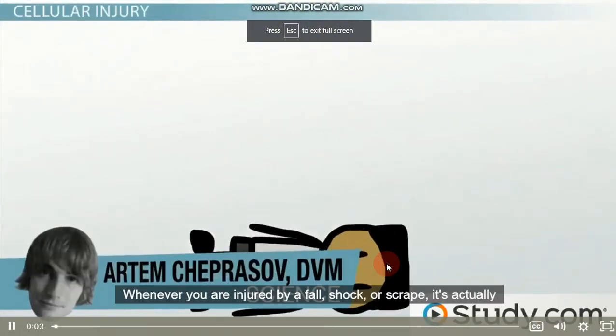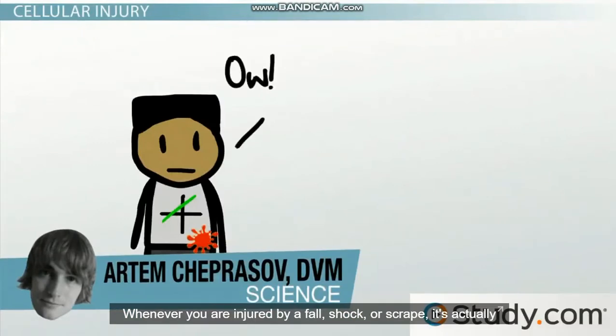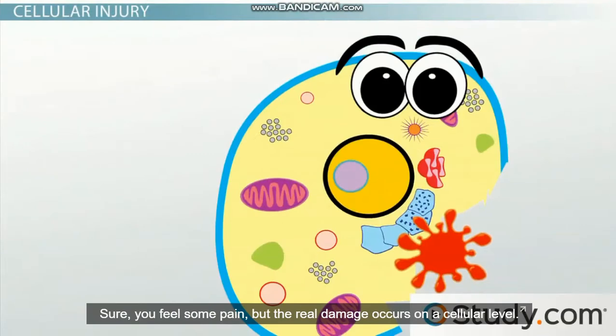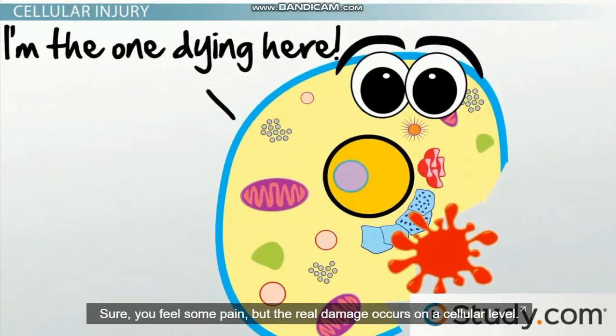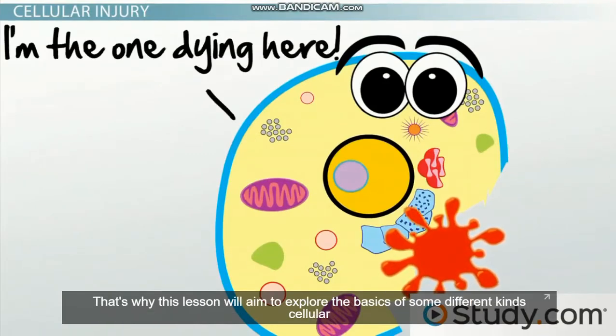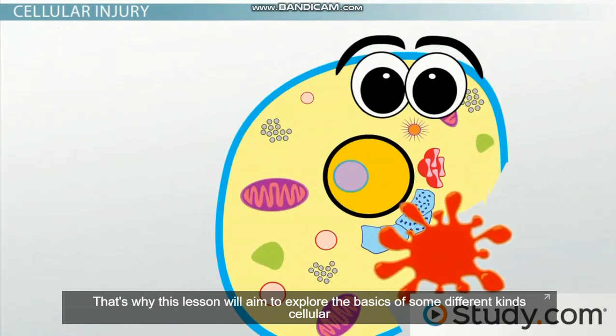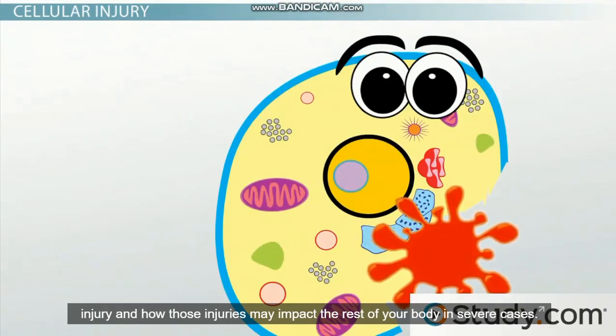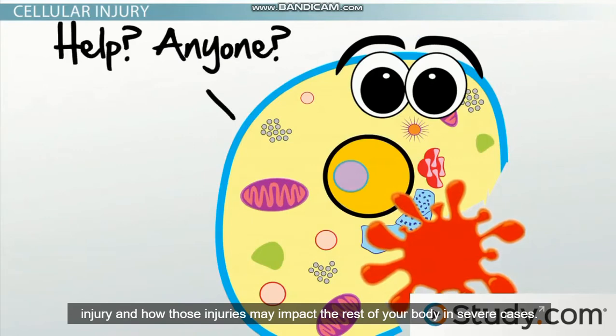Whenever you are injured by a fall, shock, or scrape, it's actually the cells in your body that undergo the damage. Sure, you feel some pain, but the real damage occurs on a cellular level. That's why this lesson will aim to explore the basics of some different kinds of cellular injury, and how those injuries may impact the rest of your body in severe cases.